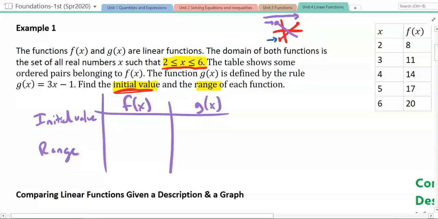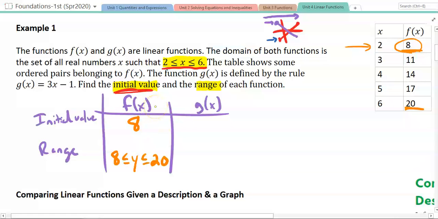So I'm going to start with the initial value, and I'm going to tell you that the table is going to be the easier one to do here, because we have the first value here. When x is 2, that's the left part of our domain. What's the y value? It's 8. So the initial value here is 8. And f of x is also really easy to do for this table, because the range of it will start at 8 and goes to what? 20. So I'm going to write 8 is less than or equal to y, because remember we're talking about the range, less than or equal to 20. So that's it for that problem when it comes to the f of x function.